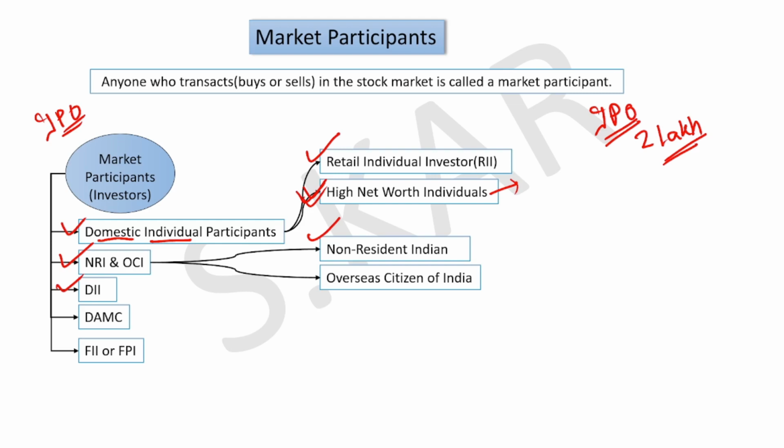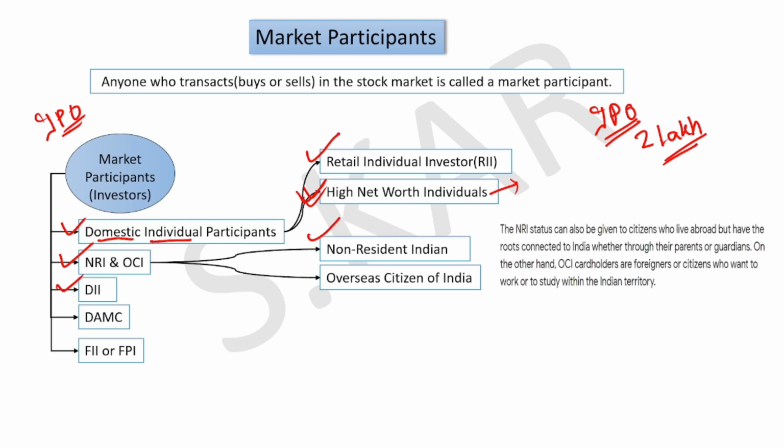And overseas citizen of India means you are not born there, that means mainly foreigners who come to India and then seek citizenship. They fall under the overseas citizen of India category, OCIs. So the NRI status can also be given to citizens who live abroad but have roots connected to India, whether through their parents or guardians. On the other hand, OCI card holders are foreigners or citizens who want to work or study within the Indian territory. So those are the NRIs and OCIs.